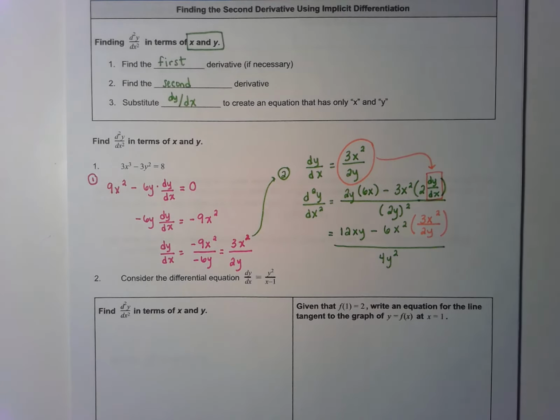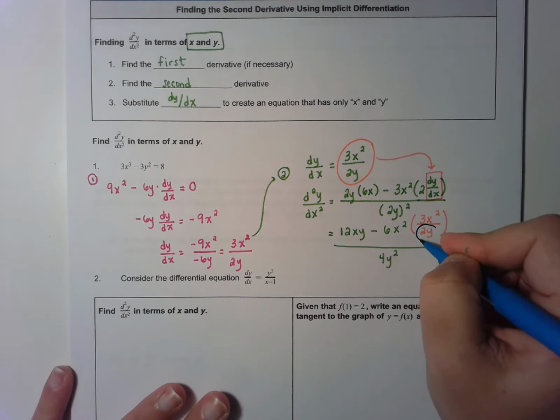Now, that is okay as a final answer. We're done. However, the one thing that I would like for you guys to do in order to make this look a little bit better, and because generally on the AP test, this is not how they'll leave the final answer, they're going to end up simplifying, is we want to get rid of this denominator.